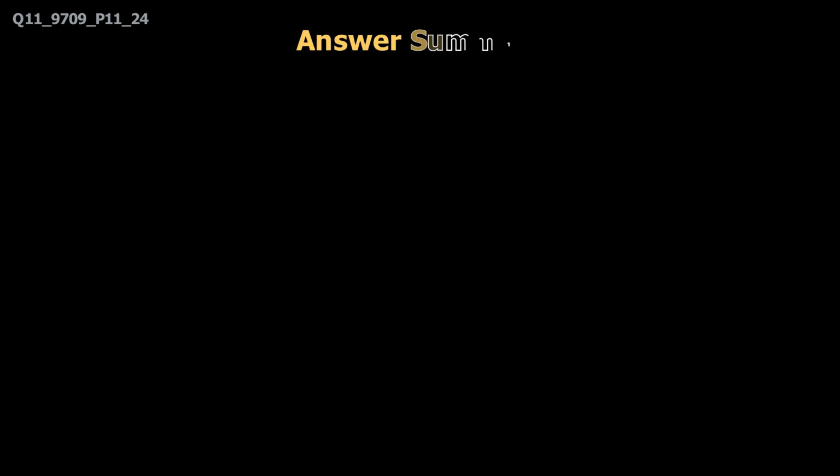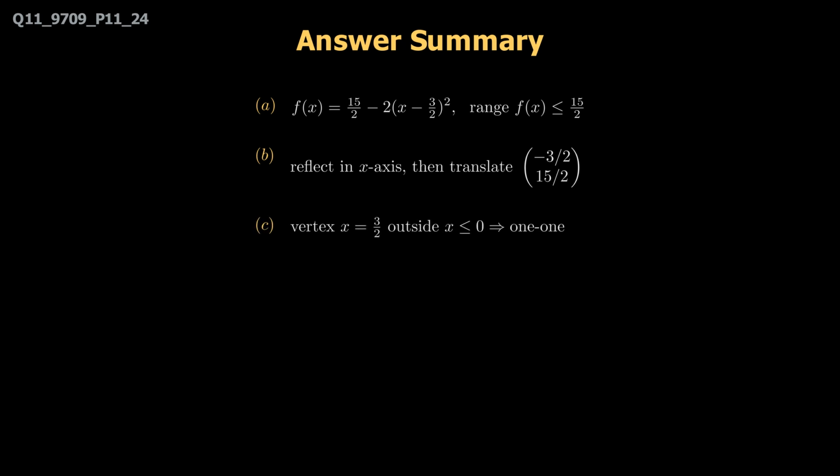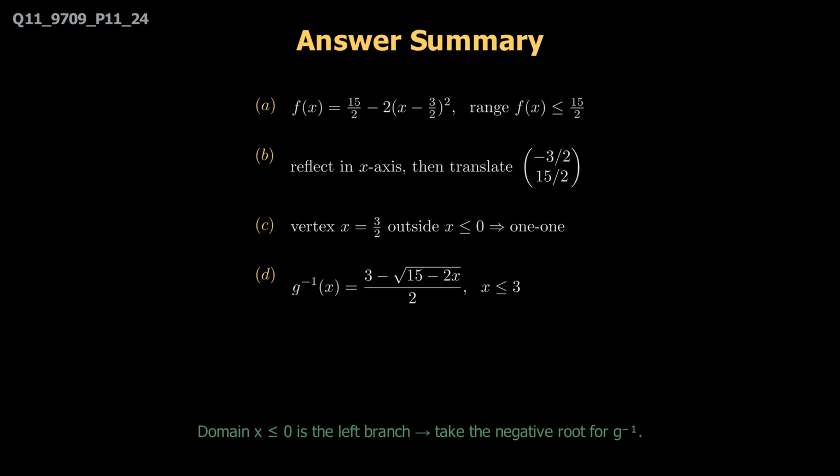Summary of all four parts. A. Completed square and range f of x at most 15/2. B. Reflect then translate, h of x is 2x squared. C. g is 1, 1 on x at most 0. D. g inverse with domain x at most 3. Remember, the left branch forces the negative square root when you invert g.